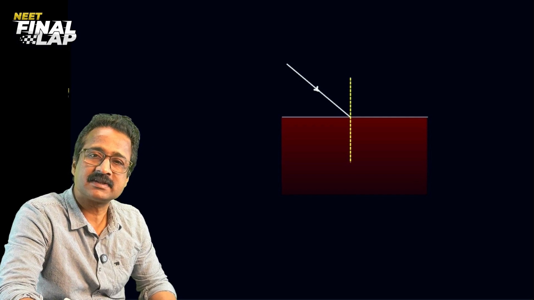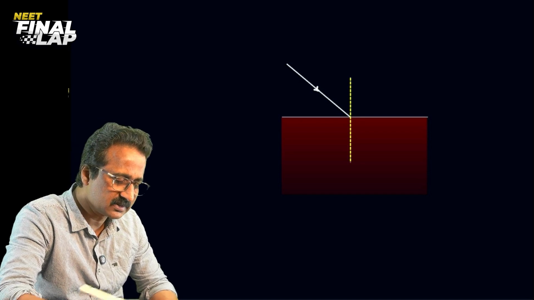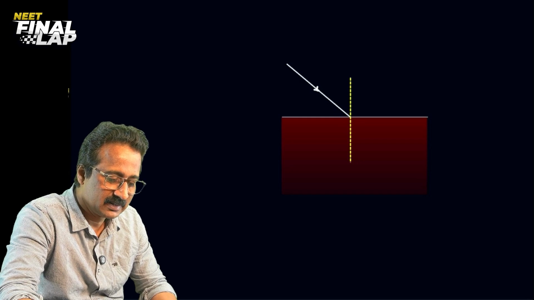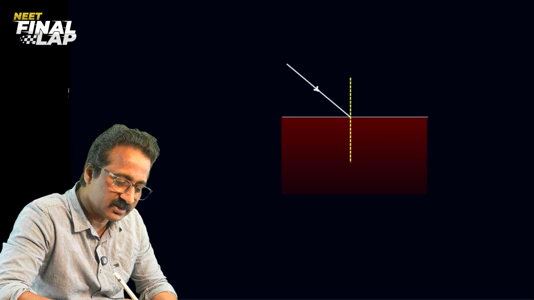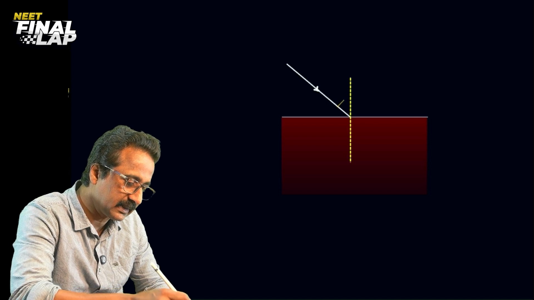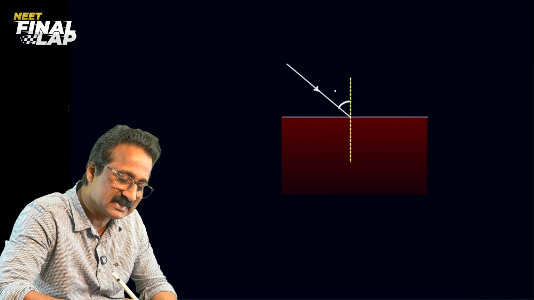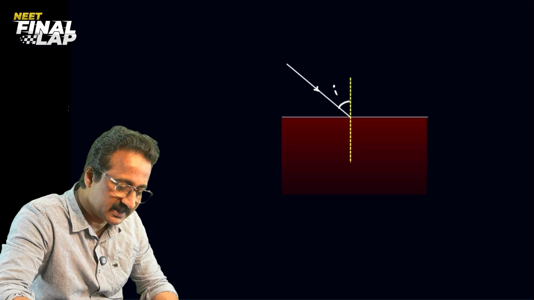Here is a light ray passing from one medium to another medium obliquely. You can assume that this is a light ray passing from air to glass or water to glass, something like that. I have only shown the incident light ray here. Now this incident light ray is making a certain angle. I'll say that angle is I. You can call it angle of incidence. So this is I.